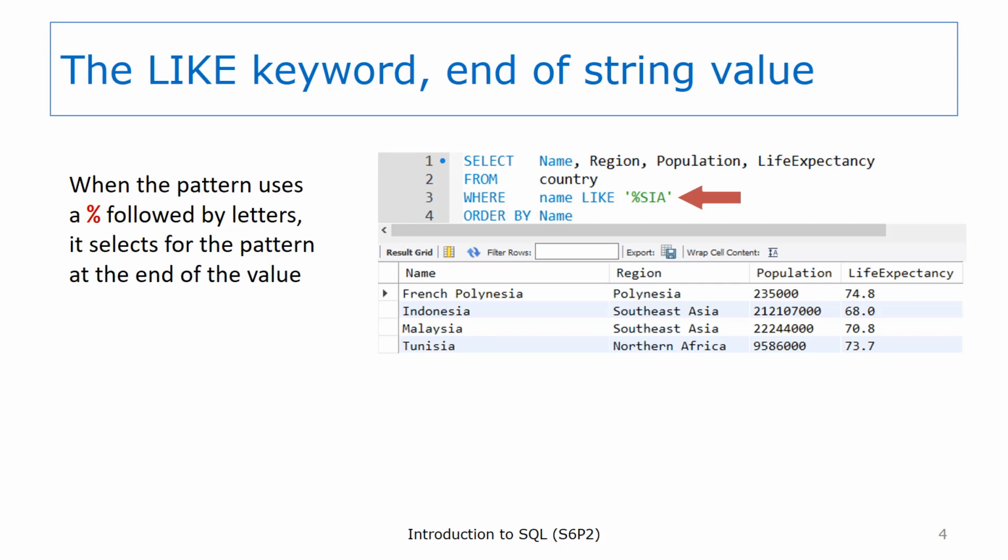You can use the like keyword to select character values based on a pattern that occurs at the end of the value. In this example, you see the pattern begins with the percent character followed by the letters SIA. You can see the results. Country names that end with the letters SIA. For this case, the percent symbol means select the value for any number of beginning characters in a string that ends with the letters SIA.